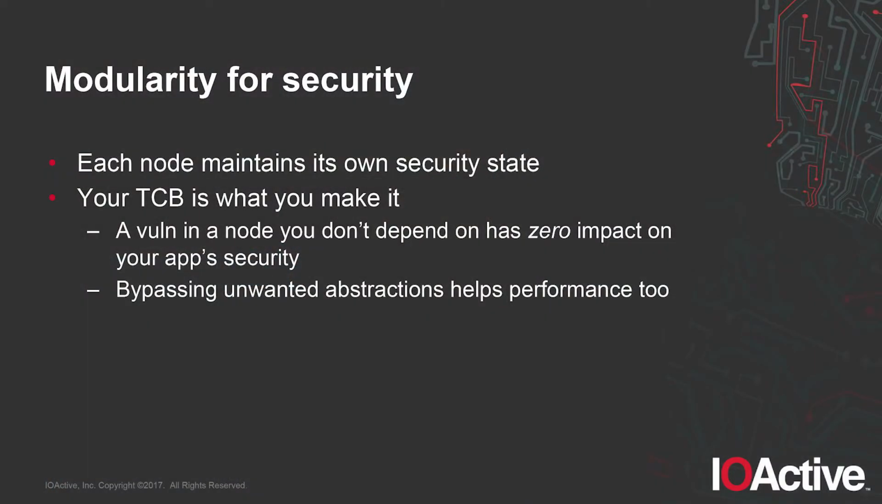And this means that since each node manages its own security state, your TCB is what you make it. If you have a crypto module, for example, that chooses not to ever allocate any memory in the off-chip RAM controller and only uses internal memory resources, then a bug in the external memory controller has zero impact on the security of your module. Your TCB is what you make it. If you choose not to depend on a given resource, then it doesn't matter. And of course, we also have the exokernel property that by bypassing these unwanted abstractions, you can get better performance.